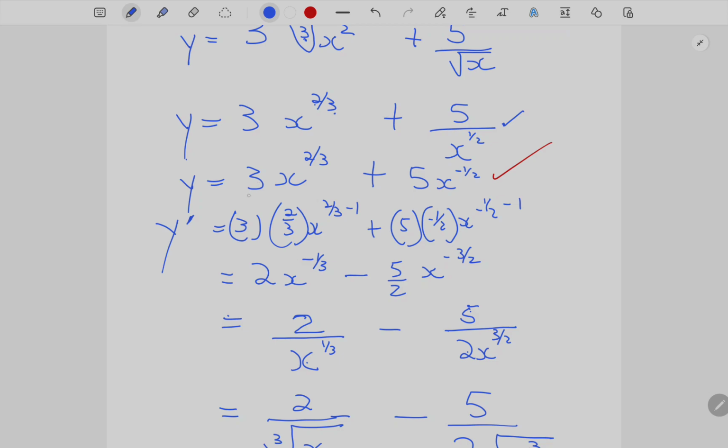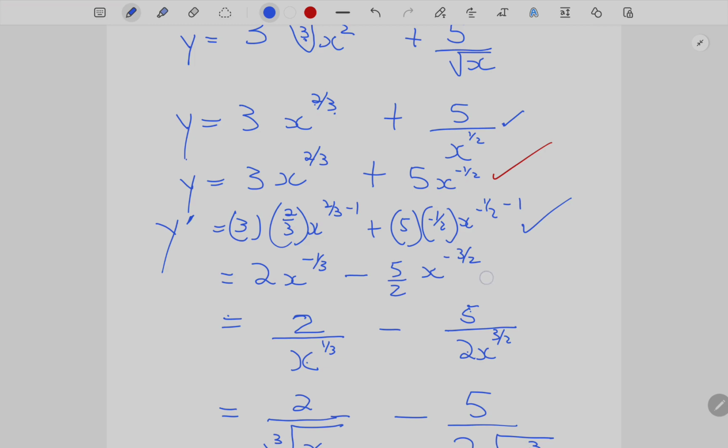So it's going to be 3 times 2 over 3 x to the power 2 over 3 minus 1 plus 5 times negative 1 over 2 x to the power negative half minus 1. So we have derived. Now finally, what is the final answer? What is 3 times 2 over 3? The answer is 2. What is 2 over 3 minus 1? The answer is negative 1 over 3. What is positive 5 times negative 1 over 2? The answer is negative 5 over 2. Then what is negative half minus 1? The answer is negative 3 over 2.